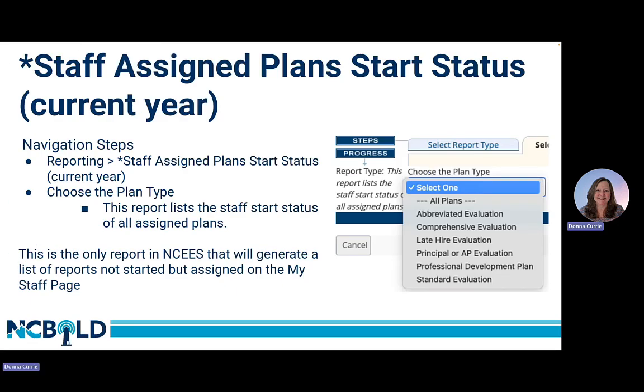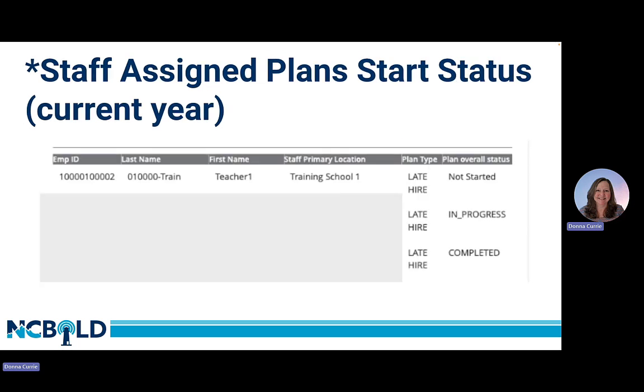So you have assigned plans, and you've allowed that to process overnight. You've assigned access rights, and you've allowed that to process overnight. Then on Wednesday afternoon, you have a meeting, and you want everyone to do their training and orientation and sign off. This year we do have a report. Last year was the first year it was available, towards the end of the year. This report will show you if your staff members have started their plans. This is the only plan that will generate a list of people who have not started but have been assigned on the My Staff page. All it tells you is whether they are not started, in progress, or complete.